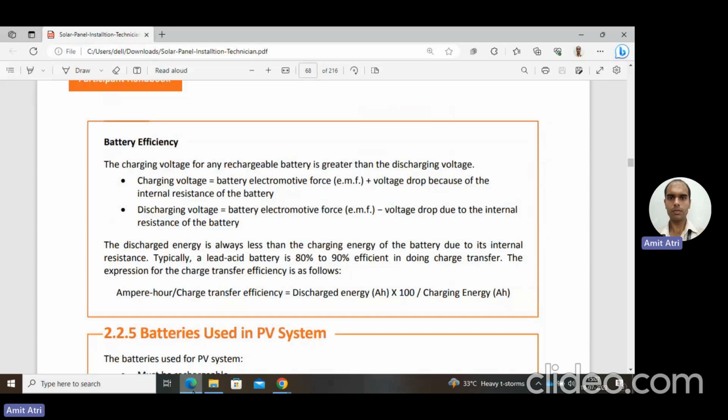The discharge energy is always less than the charging energy of the battery due to its internal resistance. So typically a lead acid battery is 80 to 90% efficient in doing the charge transfer. So mathematically we can use this expression: the charge transfer efficiency is equal to the discharge energy in ampere hour times 100 divided by the charging energy in ampere hour. So that gives the efficiency.